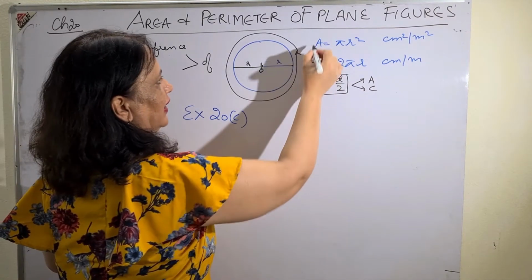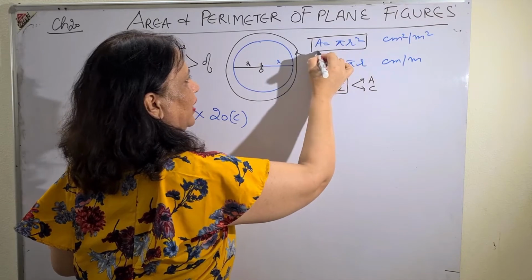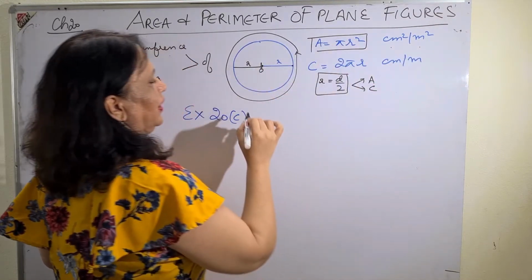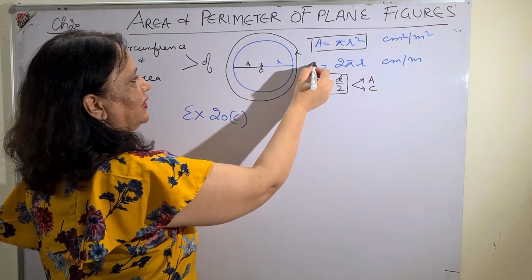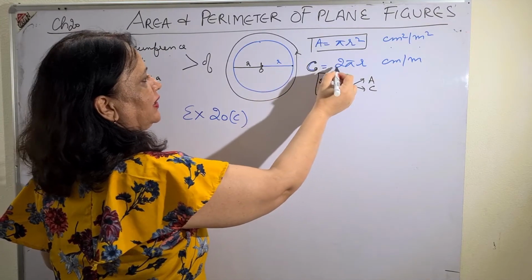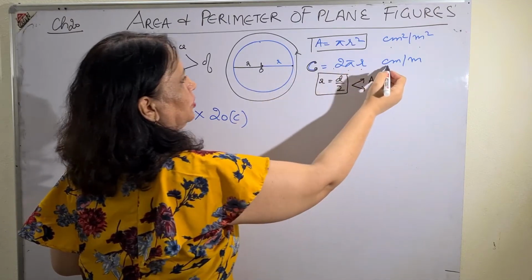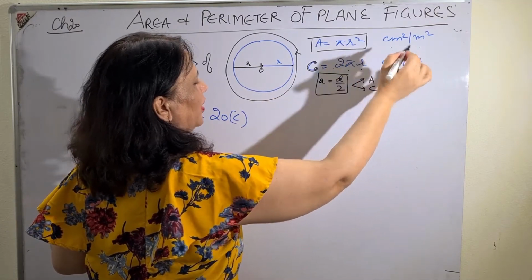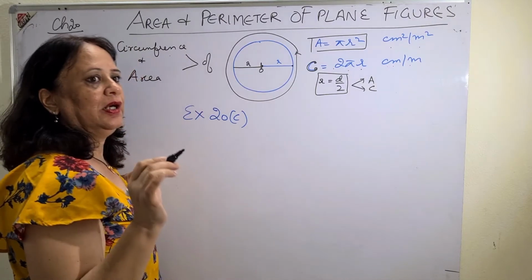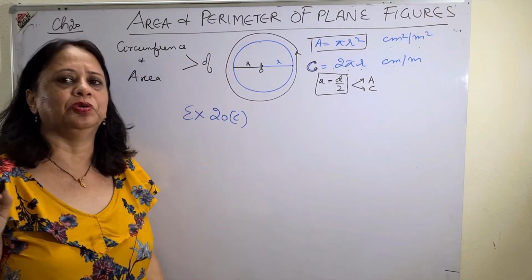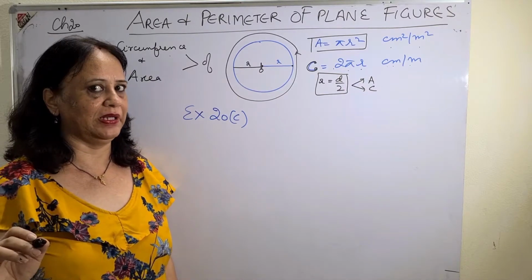And area, as I have written, is equal to pi r square, and since it is area, the units are centimeter square, meter square. And again, circumference I have denoted by letter C. It is equal to 2 pi r. Since it is one dimension, the unit will be centimeter or meter or whatever unit is mentioned in the question. But mostly 99% of the sums you are going to do either in centimeters or in meters.